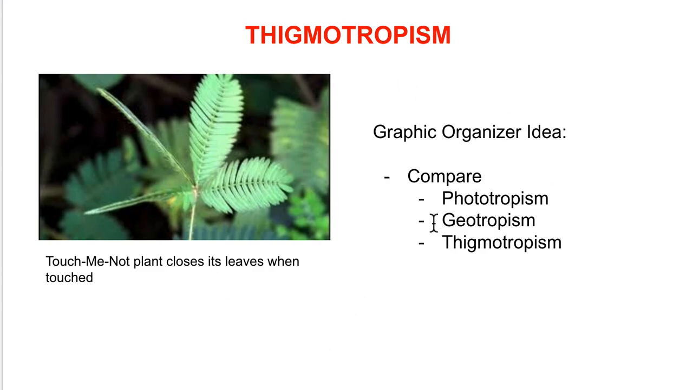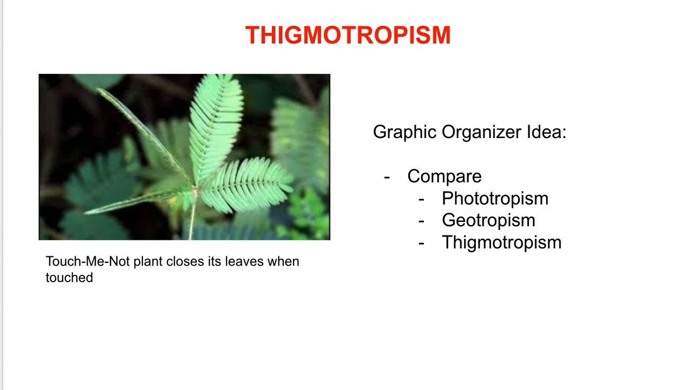So another graphic organizer, same one. Compare phototropism, which is movement to light, with geotropism, movement to gravity, and thigmotropism, movement to touch. Now that's all the vocab that you need to do for this one. So make sure you get those graphic organizers done, and you probably have a week or two to get this done.